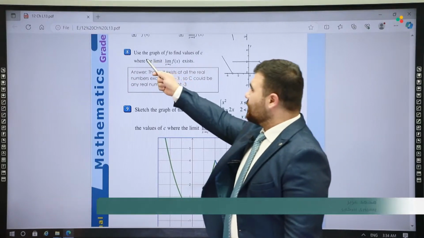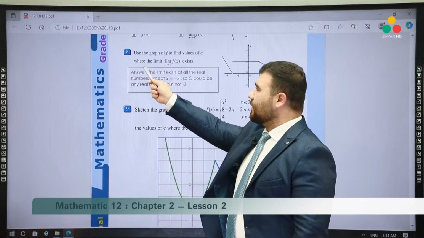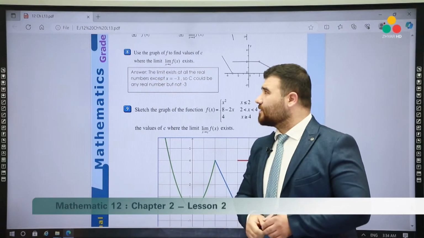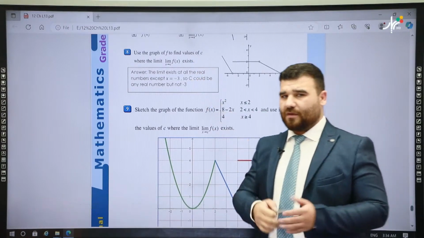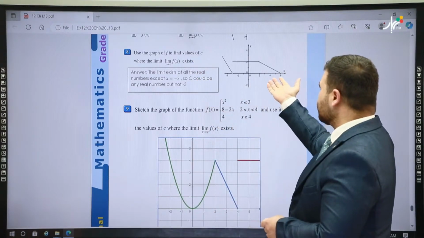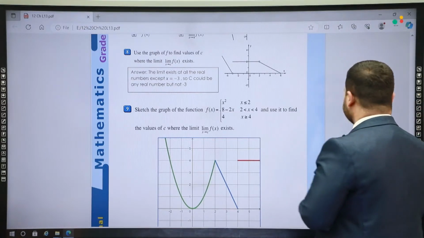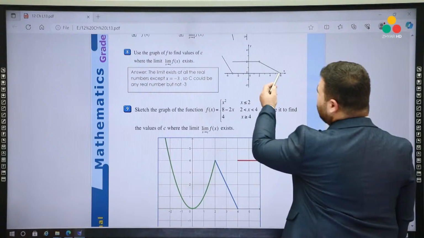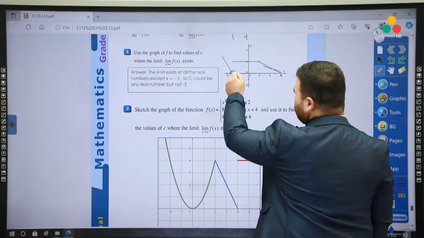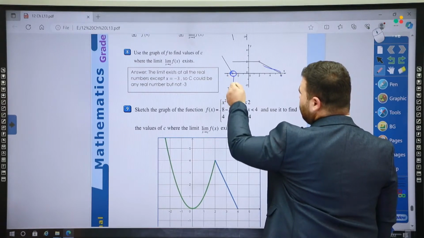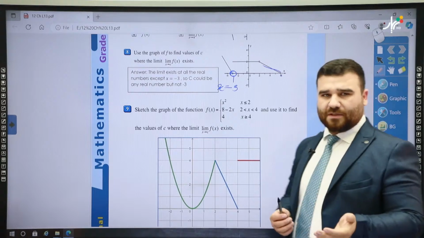Question 8. Use the graph of f to find values of c where the limit as x tends to c of f(x) exists. Values means the answer is more than one value. Let's look at this graph. In this graph, the limit exists everywhere. It has no problem, except this. This number is -3. Then at x equal to -3, the limit does not exist.